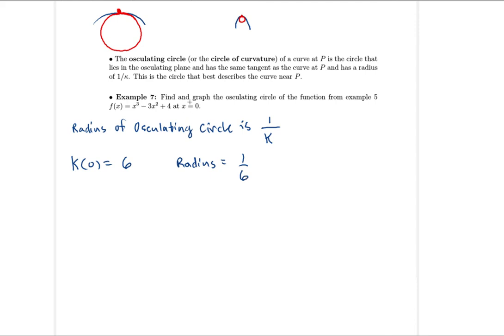Because x equals 0, we know that we're going to have something like this, right? So we've got x squared plus y minus k squared equals 1/6 squared. So the only question is, what is this k? All right, so what we know is that our function looks like this.